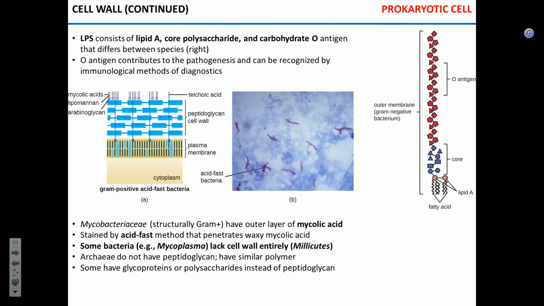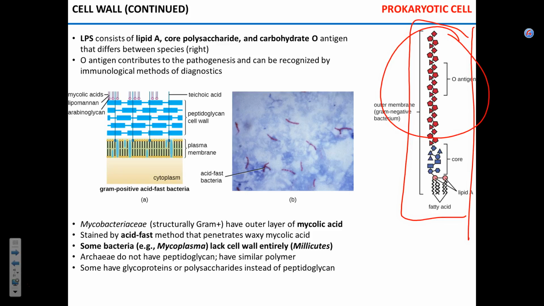Now, a few more words about lipopolysaccharide. So lipopolysaccharide consists of three major components: the O antigen, that's different between different species, the polysaccharide core, and the lipid A. Now, why do I pay so much attention to LPS?